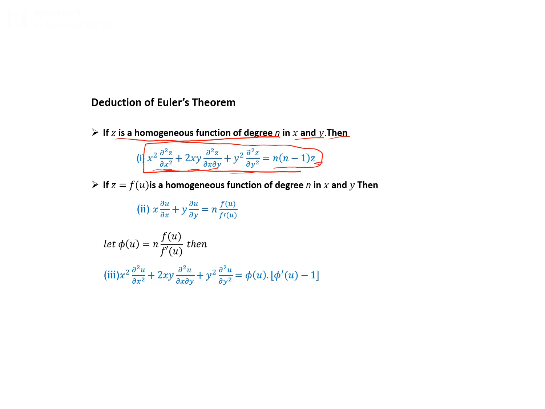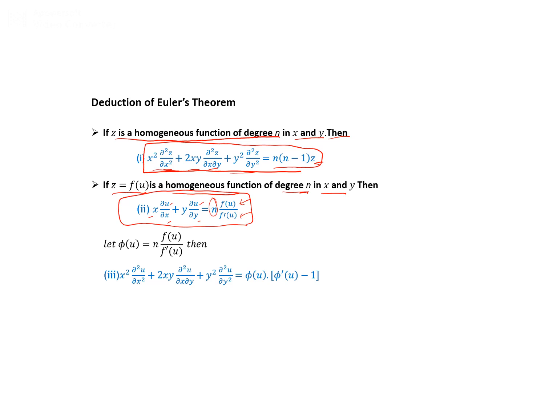And the second deduction: suppose z is a function of u, where u is a homogeneous function of degree n in x and y. Then x del u upon del x plus y del u upon del y is n times f u upon f dash u.